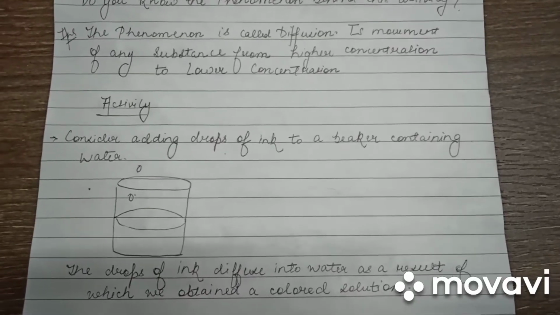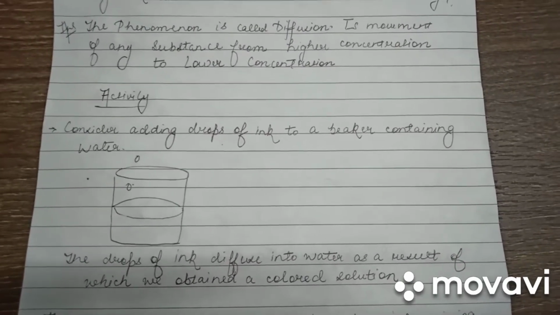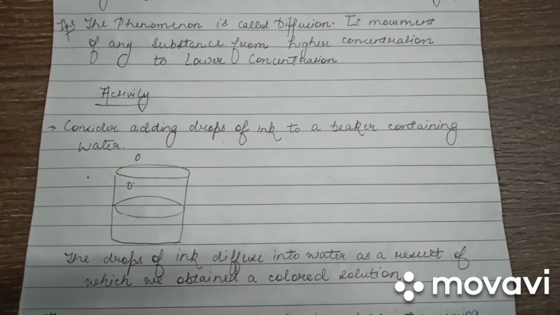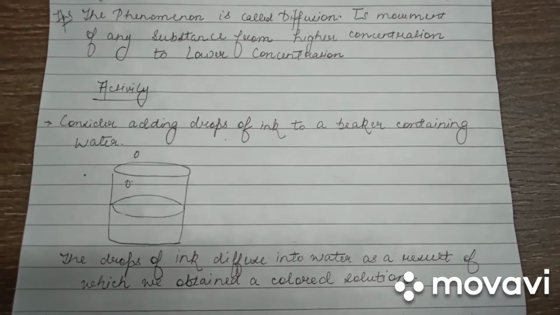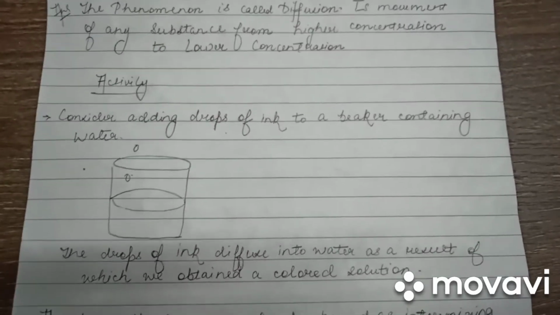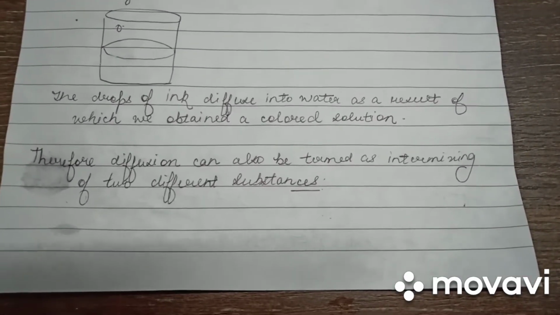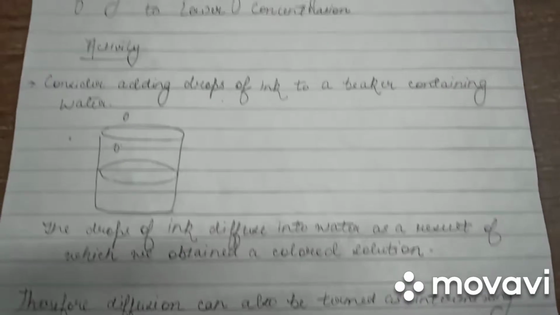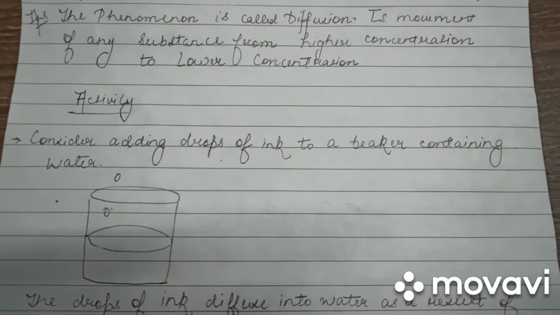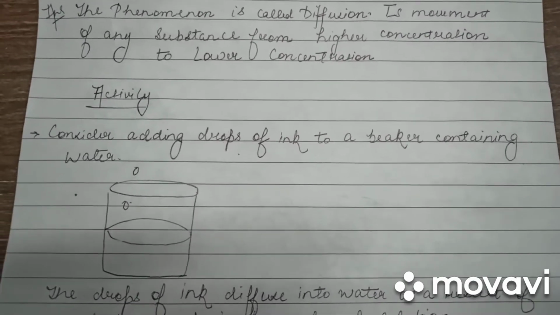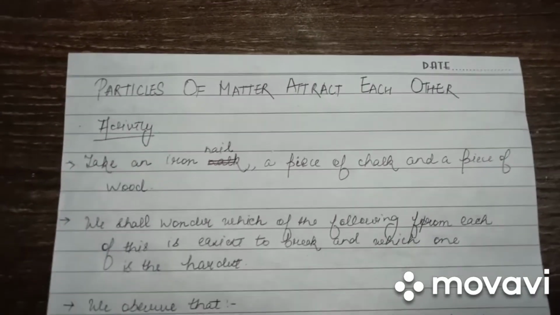Let us consider another example. Consider adding drops of ink to a beaker containing water. As soon as we add drops of ink to the water, they diffuse into water, as a result of which we obtain a colored solution. Therefore, diffusion can also be termed as intermixing of two different substances. Here, in this case, drops of ink got mixed into the beaker containing water, as a result of which we obtain a colored solution.